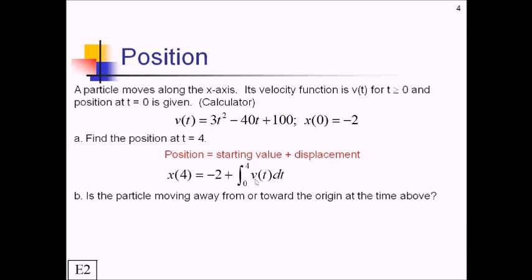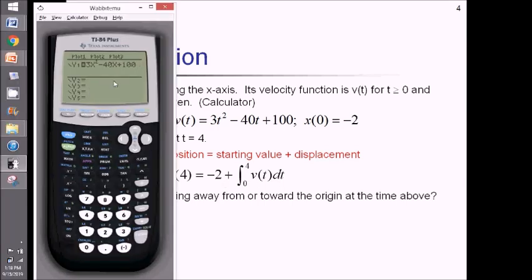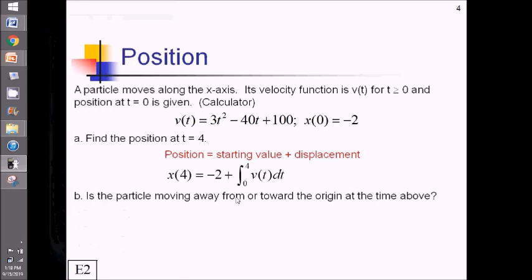So this is all we have to plug into our calculator to figure this out. Just to make my life a little easier, I'm going to put my velocity function in as y1, and then quitting out of there, I've got negative 2 plus, math 9, integral from 0 to 4 of y1, dx, and that's going to come out to 142.